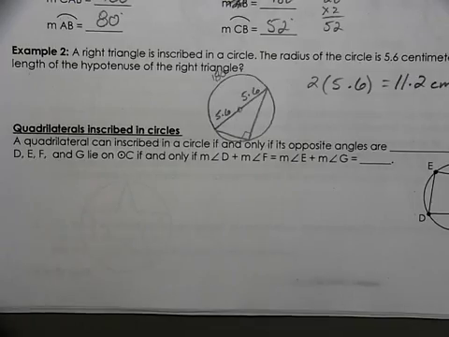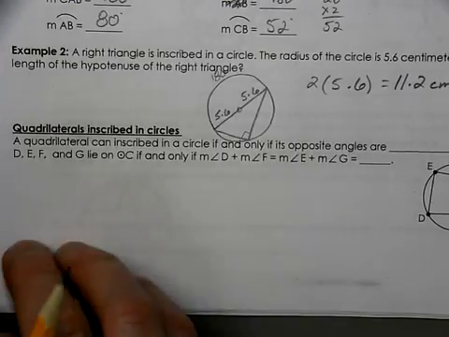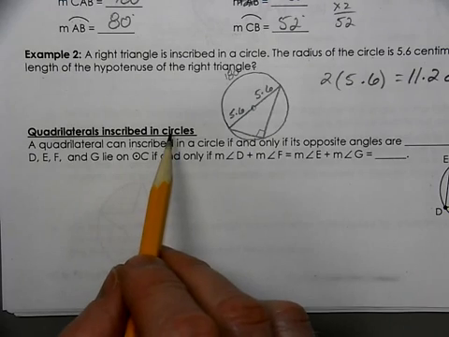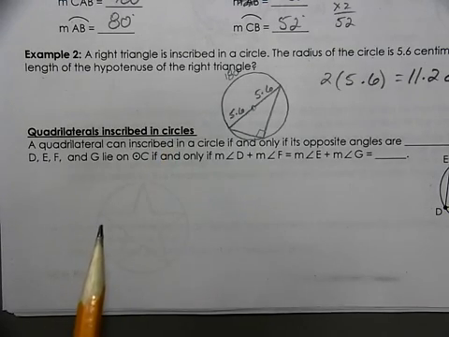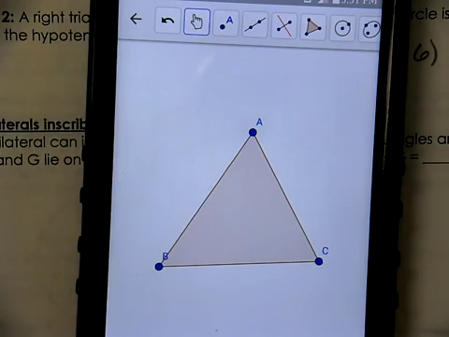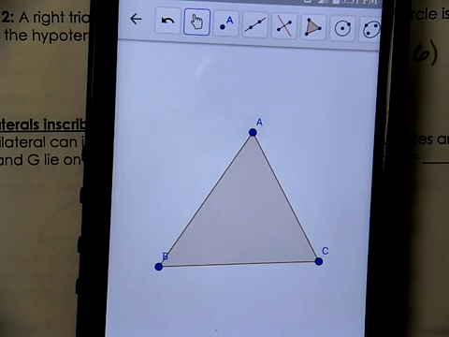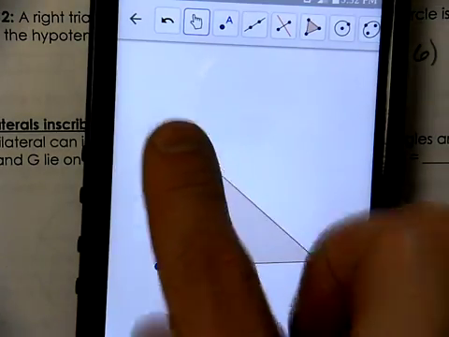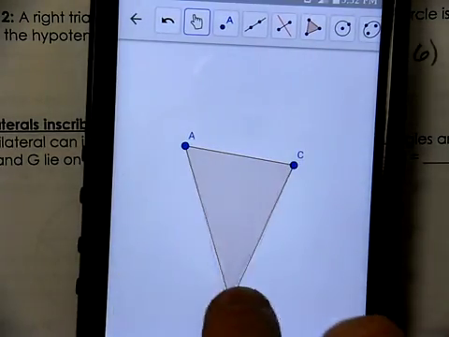Alright, so next we're looking at the idea of quadrilaterals being inscribed in a circle. First, I want to talk about what can be true about triangles and being inscribed in a circle. I'm going to try something on my phone. I've drawn a triangle, and with this triangle, this is true about every triangle. Every triangle can be inscribed in a circle. It doesn't matter what size or shape our triangle is.